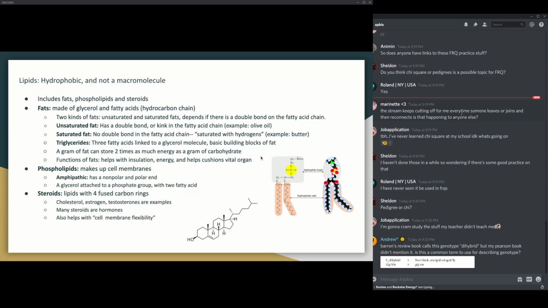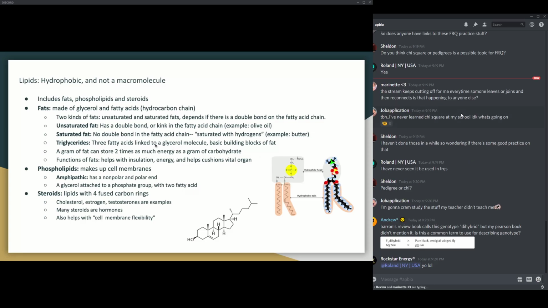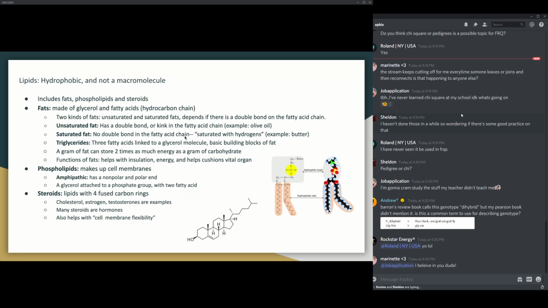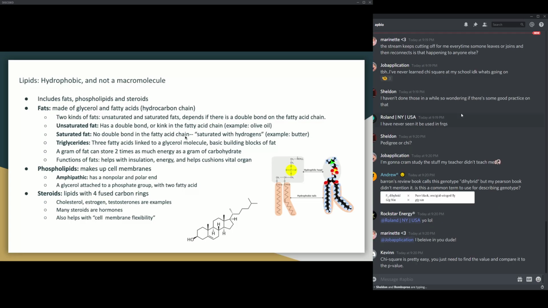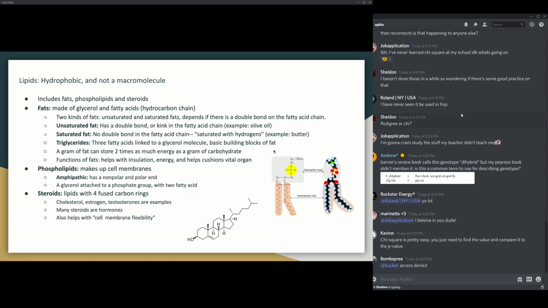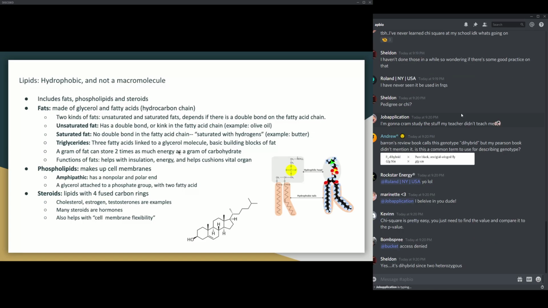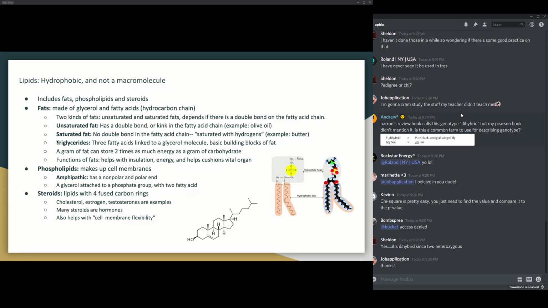And that's a good way to remember what's the difference between a saturated fat and unsaturated fat. They are saturated with hydrogens because it doesn't have a double bond. And so saturated fat could be like butter, which is able to pack closely together because there isn't a double bond. Then the main way that we can store fat is using triglycerides, which are 3 fatty acids linked to a glycerol molecule.